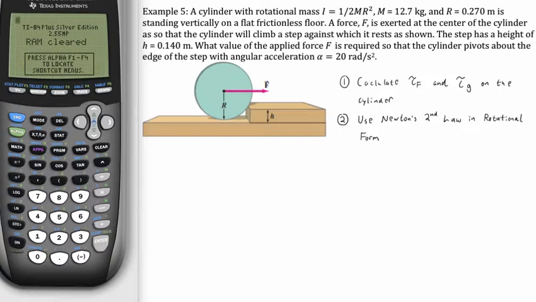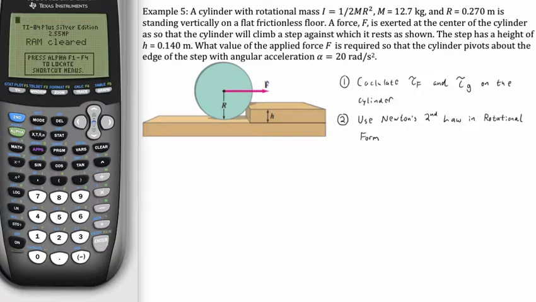We have a cylinder with rotational mass, standard for a cylinder, of 1/2 mr squared. Rotational mass is just another way of saying moment of inertia. We're given the mass of the cylinder, and we are given its radius. We're told that it is standing vertically on a flat frictionless floor, and a force F is exerted at the center of the cylinder, as shown. So the cylinder will climb a step against which it rests. So you can kind of imagine that cylinder is going to push off of the corner of the step. And that's important. The step has a height of 0.14 meters, or 14 centimeters.